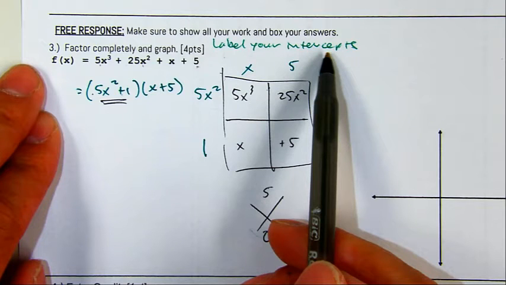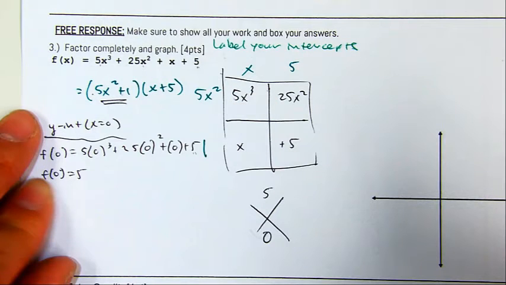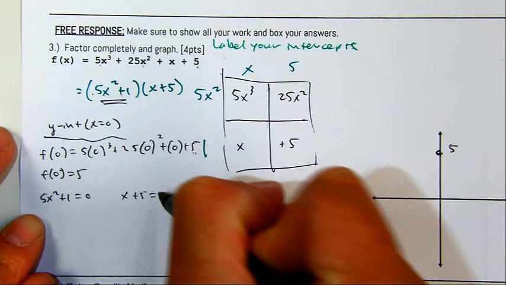Well, to find a y-intercept, you make x equals 0. And if I do that, I'm going to get 5 times 0 to the third power plus 25 times 0 squared plus 0 plus 5. And essentially what you have is just 5. 0, 5. So I know my graph's going to go through 5 over here. X-intercepts is what we have here. So you can put 5x squared plus 1 equals 0, and x plus 5 equals 0. So here, x-intercepts.